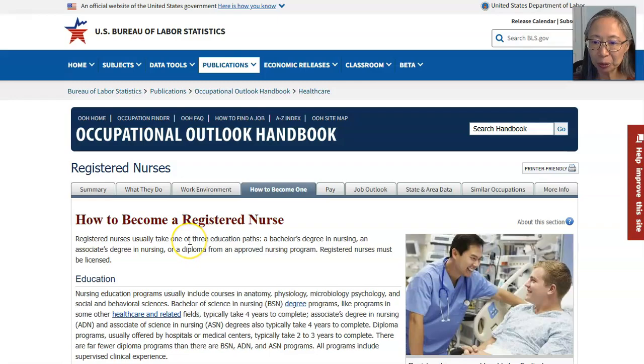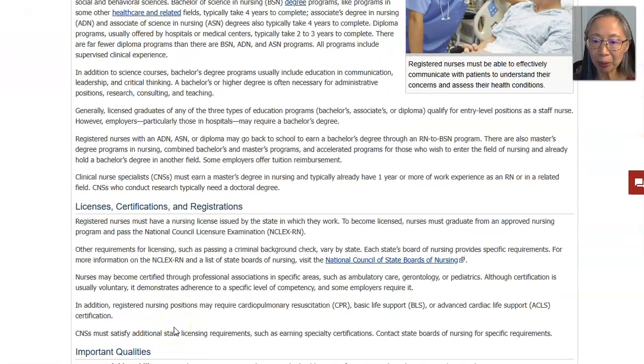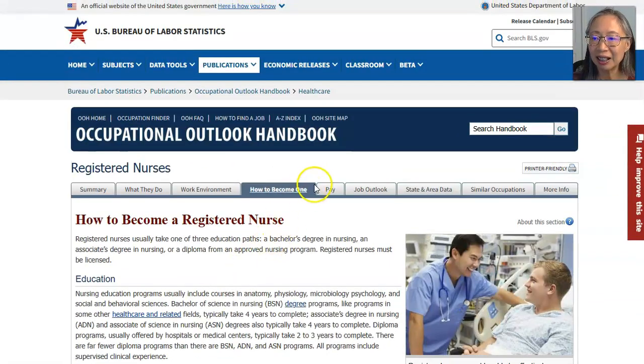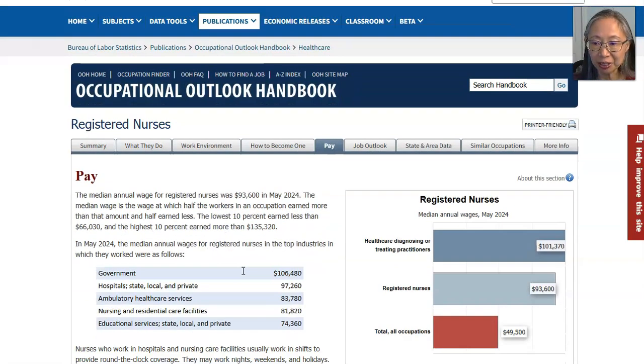It tells you how you become one, and there are different licenses and certification requirements. And then also about pay. So here, this is useful to read this through. Again, we already talked about median wages, but it's important to also set your expectation of what you can expect from the highest on the lowest end. So the lowest 10% earn less than $66,000, and the highest 10% earn more than $130,000.